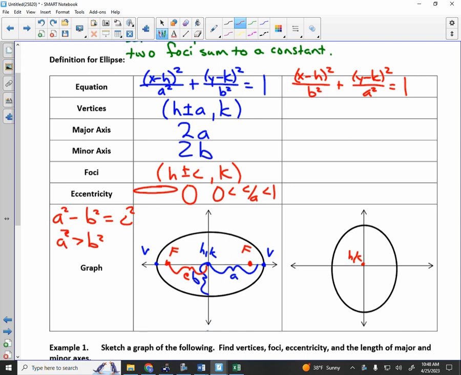And what's important is, is a the bigger value or the smaller value? So when the bigger value is underneath the y, it's stretched more in the y direction. And when the bigger value is underneath the x, it's stretched more in the x direction. That's all that means. So the vertices are located now vertically. So we move a units from the center. That's going to change the k values. We have h and we have k plus or minus a.